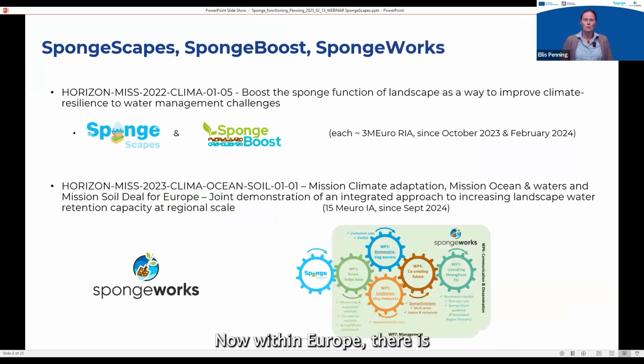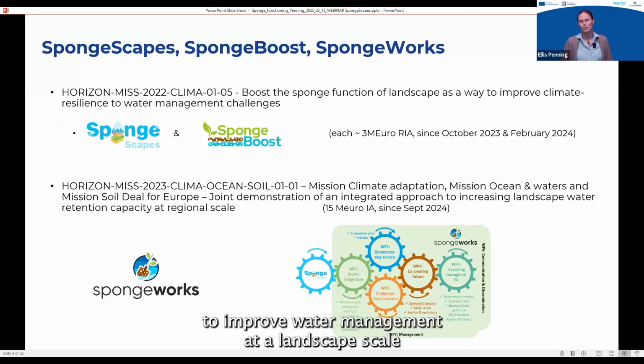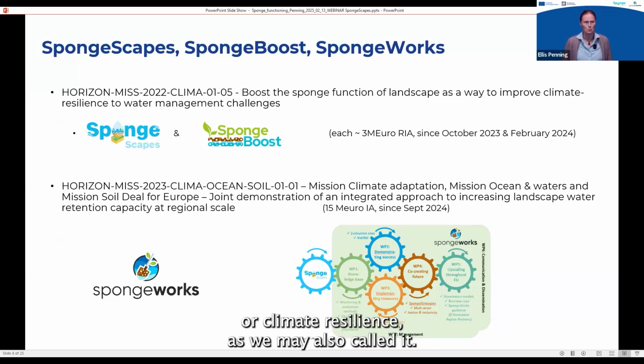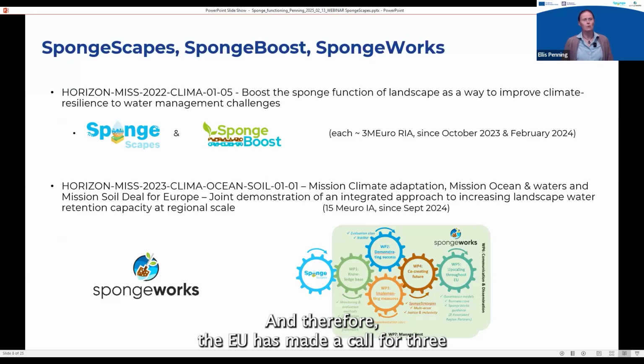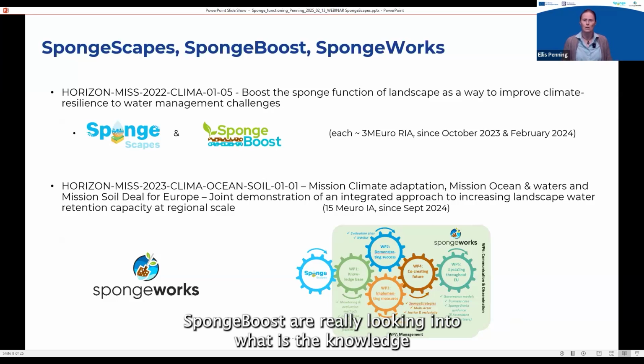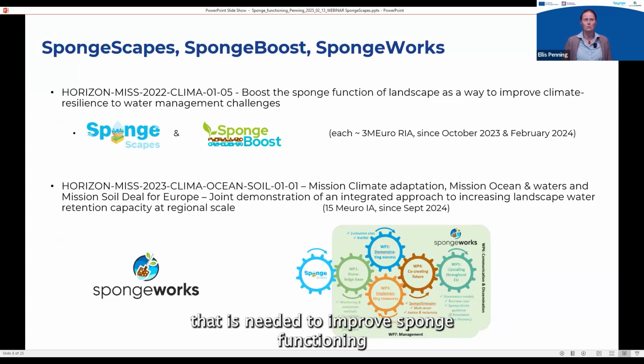Now, within Europe, there is a big awareness that we need to really work on improving this water management at a landscape scale to make our landscapes more resilient to floods and droughts, or climate resilience, as we may also call this. And therefore, the EU has made a call for two projects, the SpongeScapes and our sister project SpongeBoost, that are really looking into what is the knowledge that is needed to do this.